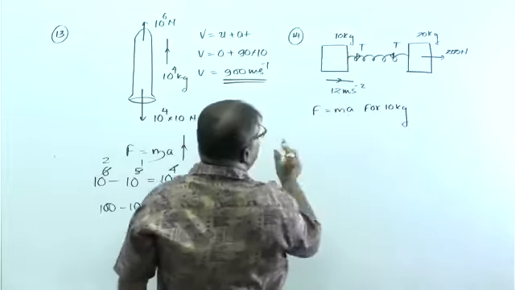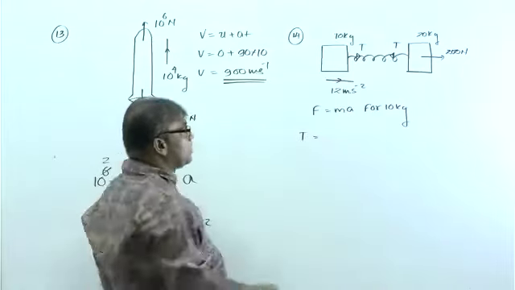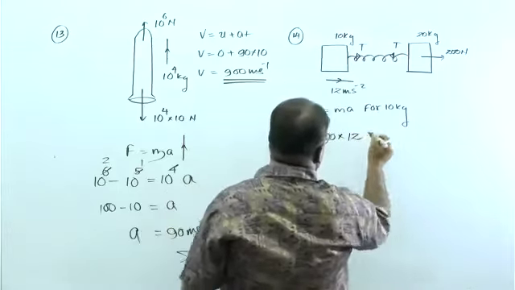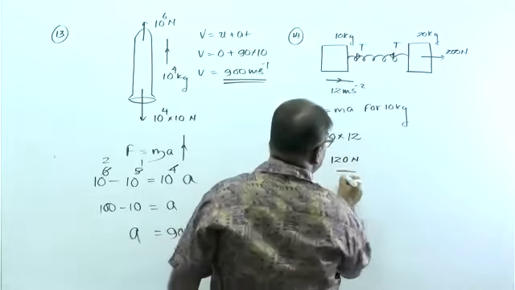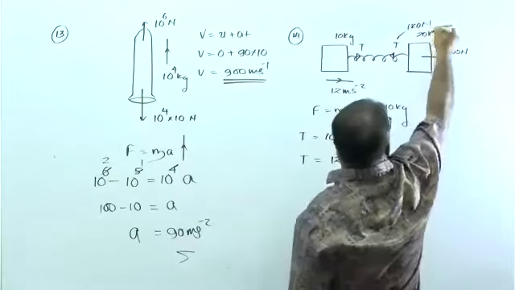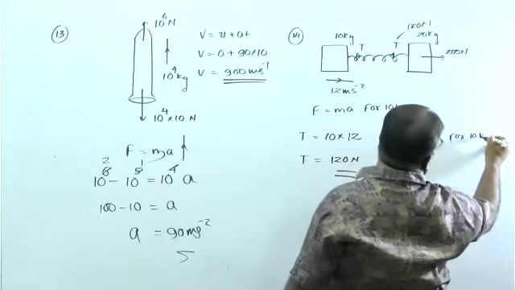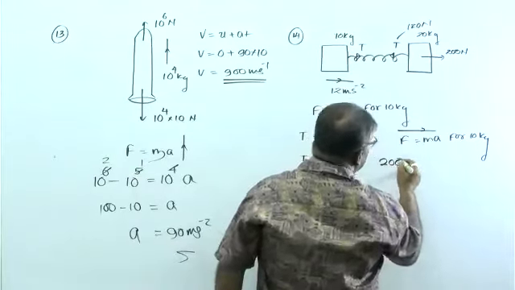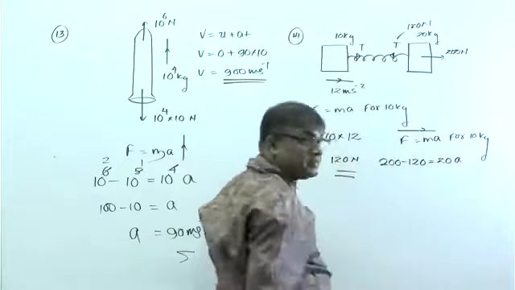For 10 kilogram, we have applied force, only this one is consisting, T, equals mass 10 kilogram, acceleration 12. T becomes 120 Newton, right? And for this case, this is also 120 Newton. Then applying F equals ma for 20 kilogram, you can say F towards that direction 200, backward we have 120, equals 20 into acceleration A.